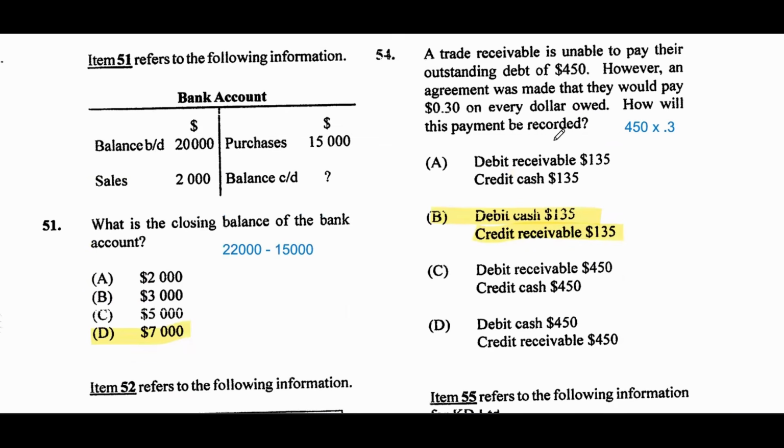Right, moving on to question 54. A trade debtor is unable to pay their outstanding debt of 450. Trade receivable, the same as a trade debtor. However, an agreement was made that they would pay 30 cents on every dollar owed. How will this payment be recorded? Now, when they pay, you'll debit our cash and credit the debtor, or what's the value. 450 by 30 cents gonna give us $135. Therefore, B, debit cash, credit the debtor, $135.